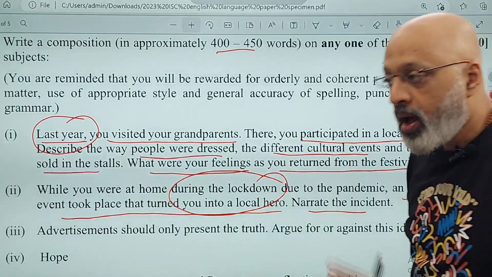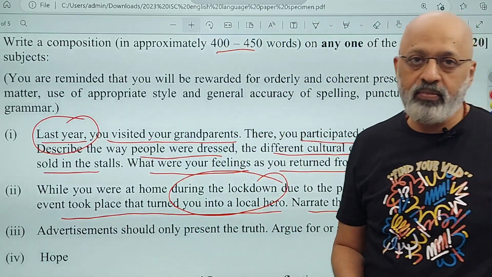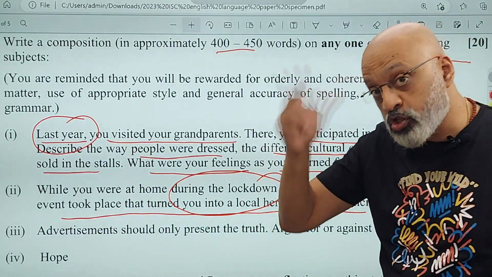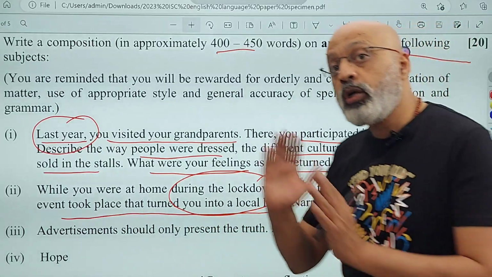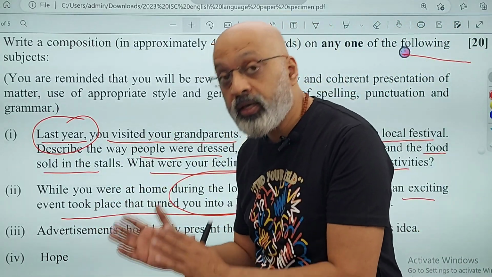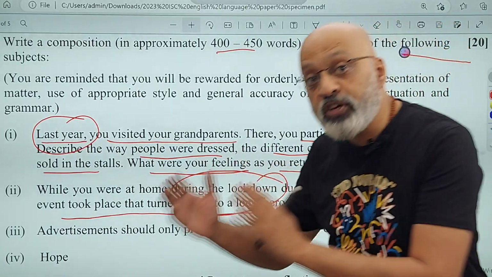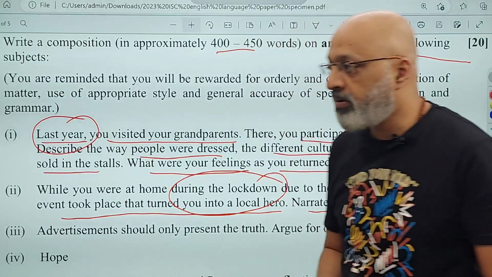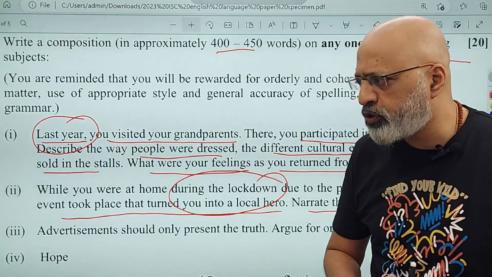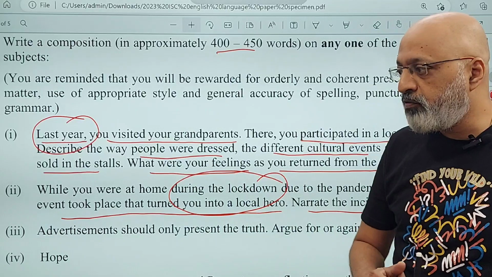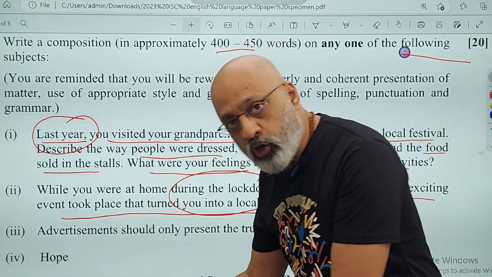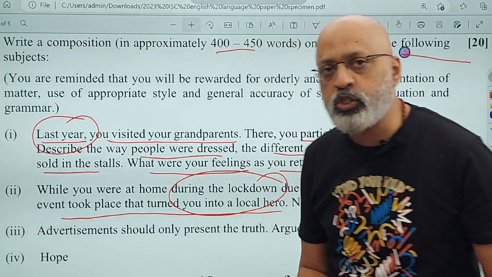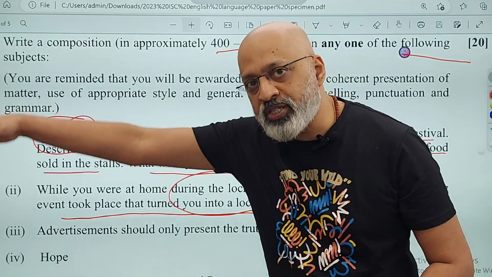Narrate the incident. Now, again, for narrative essays I will say, have a list of about 8 to 10 essays and think of those points. Think of the storyline. Like this one that turned you into a local hero. So something heroic that you did, or something funny which happened, or something tragic which happened, or something which took you by surprise, right? Or something which happened which was completely unexpected, or something in which you were blamed for no fault of yours, right? Or an incident where you chose to lie in order to get out of a difficult situation.